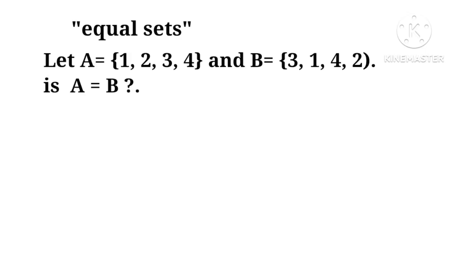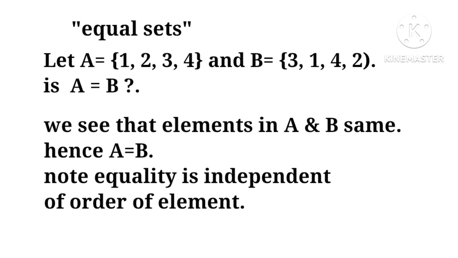Example. Let A equals {1, 2, 3, 4} and B equals {3, 1, 4, 2}. Is A equals B? We see that the elements in A and B are the same. Hence A equals B. Note: equality is independent of the order of elements.